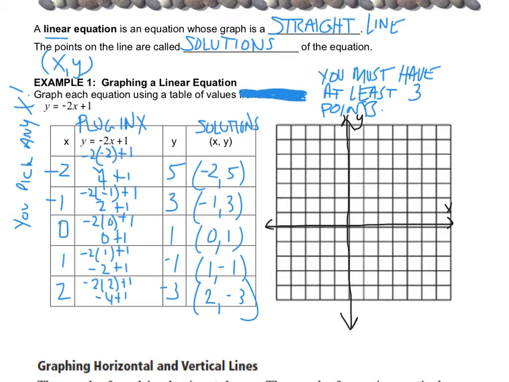Now I plot my points. Negative 2, 5. I would come across 2 to the left and up 5. There's negative 2, 5. Negative 1, 3. To the left 1, up 3. There's negative 1, 3. 0, 1. Now remember, 0 doesn't mean anything left or right. I come up 1 to be there. 1, negative 1 is 1 to the right, 1 down. 2, negative 3 is 2 to the right, 3 down. So there are my points.